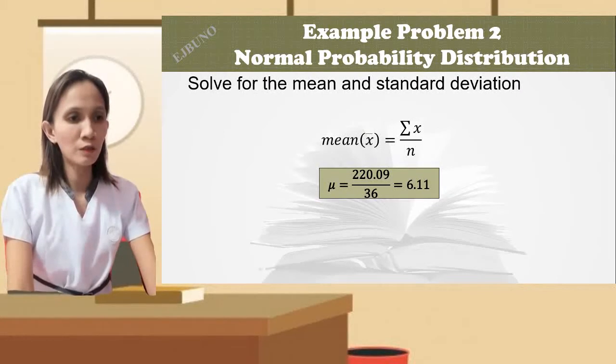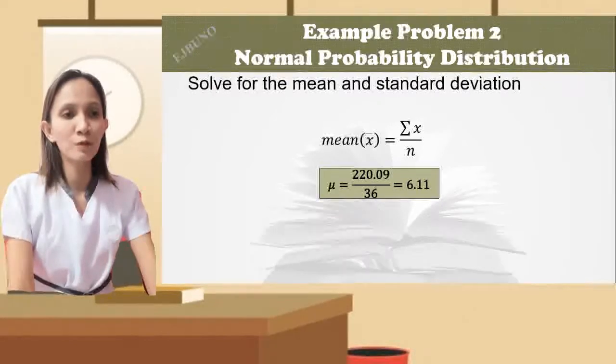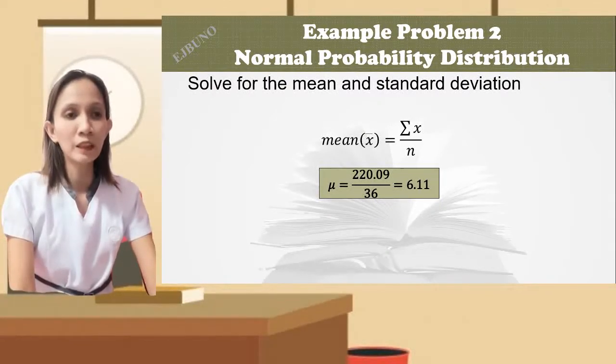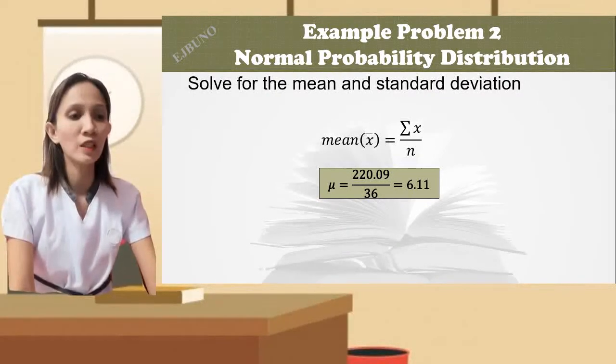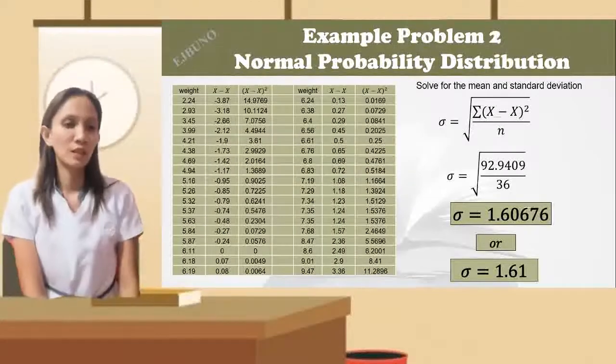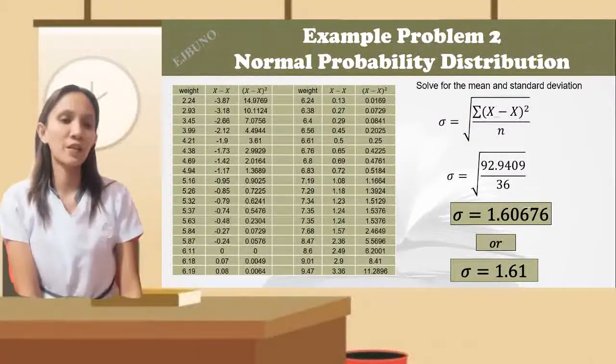So first, we will get the mean, wherein the mean is equal to the summation of the value of x over the number of values. So the mean is equal to 220.09 over 36, which is equal to 6.11. So our mean is 6.11. Then now we need to get the value of the standard deviation.